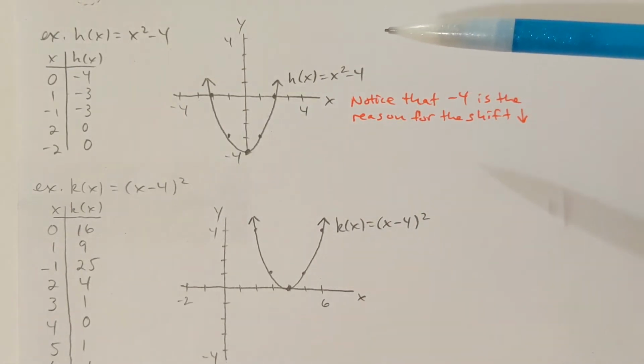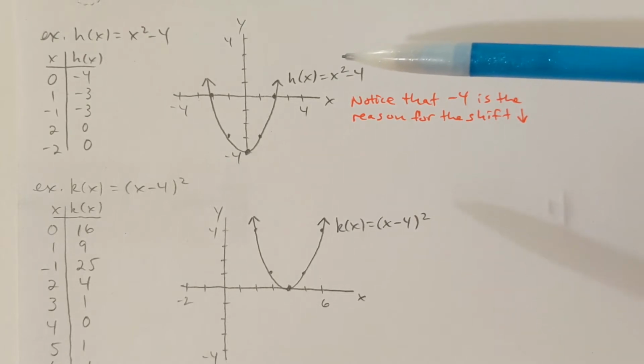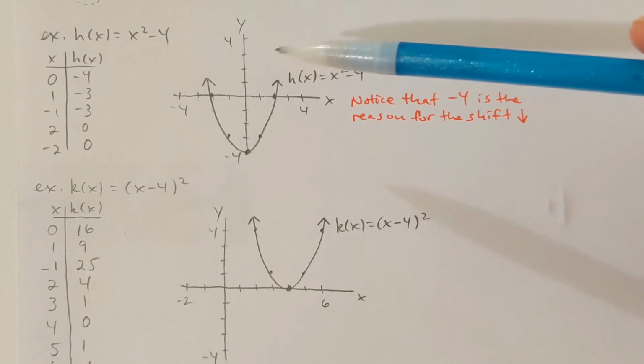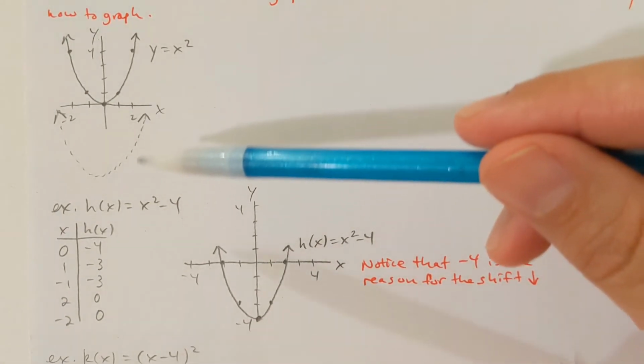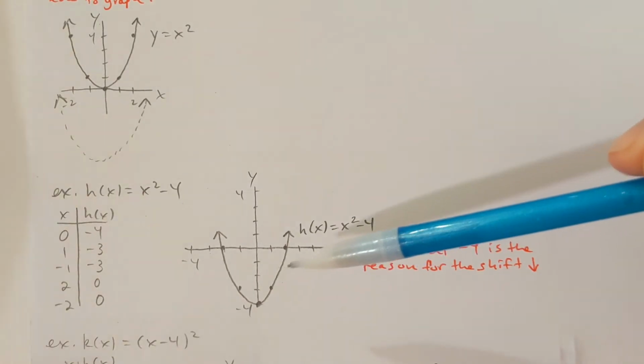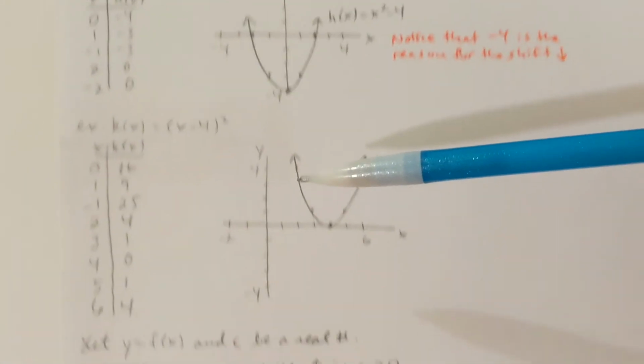So notice how the negative 4 is the reason for the shift downward 4 units. And that's what I did. I took this graph and I shifted it down 4 units.